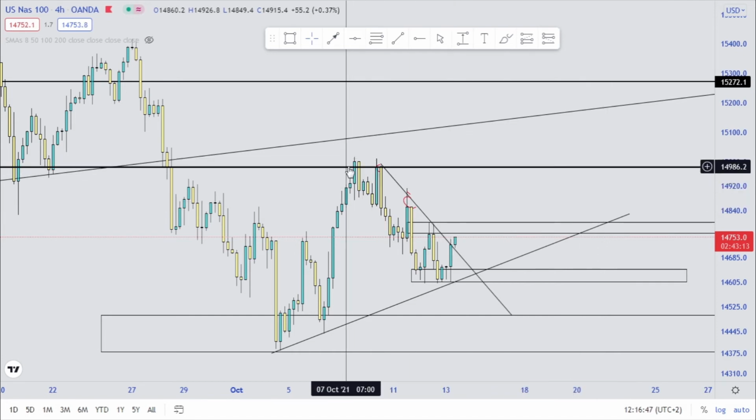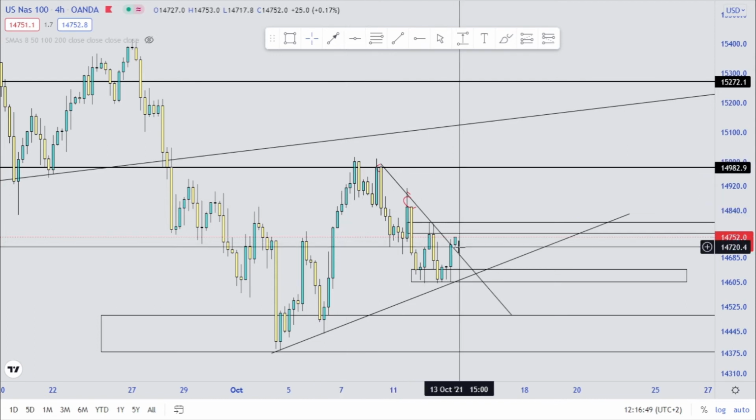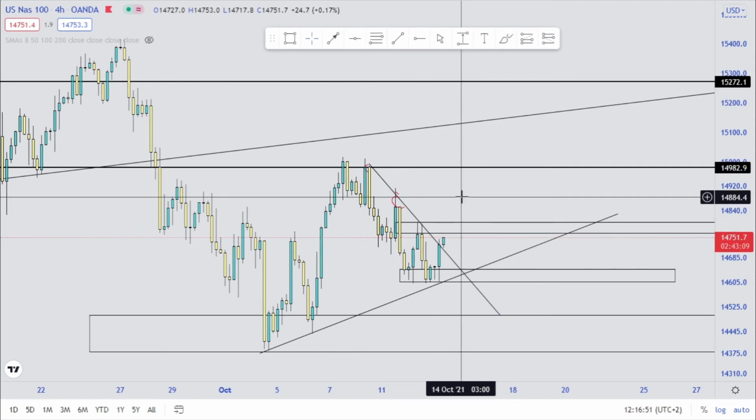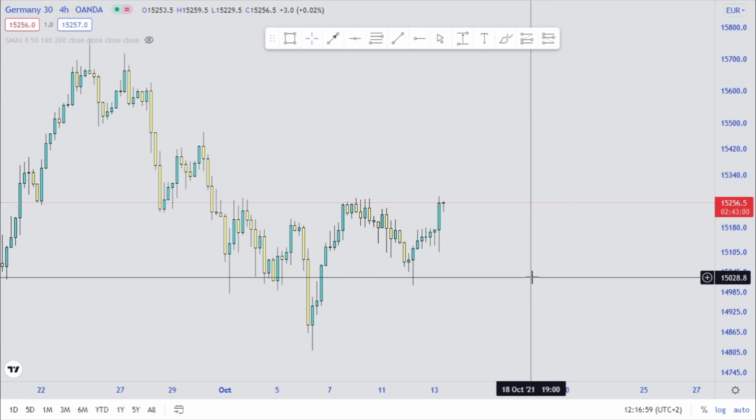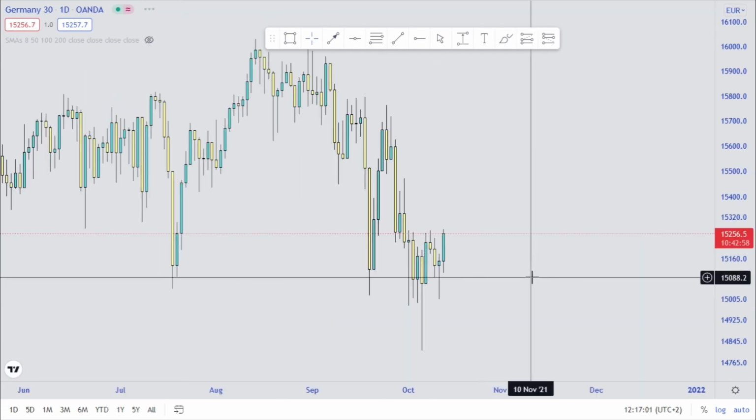And that is going to be our new higher high. So that is basically what we can expect here on Nas100, guys. So let's jump into DAX30. So basically the charts starting from a daily time frame.